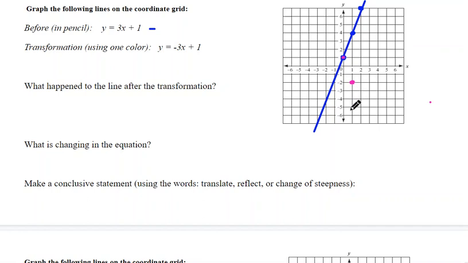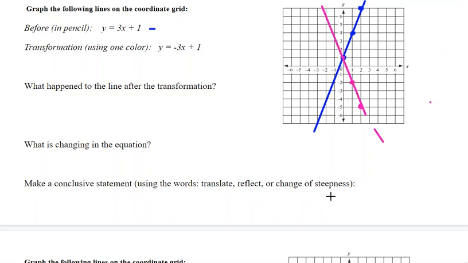Down 3, 1, 2, 3, over 1. And I got my points on my graph, so now I can connect them and make my line. Right? All right, so that's not a very straight line. Let's see if I can do this better. There we go, it's a little bit better.